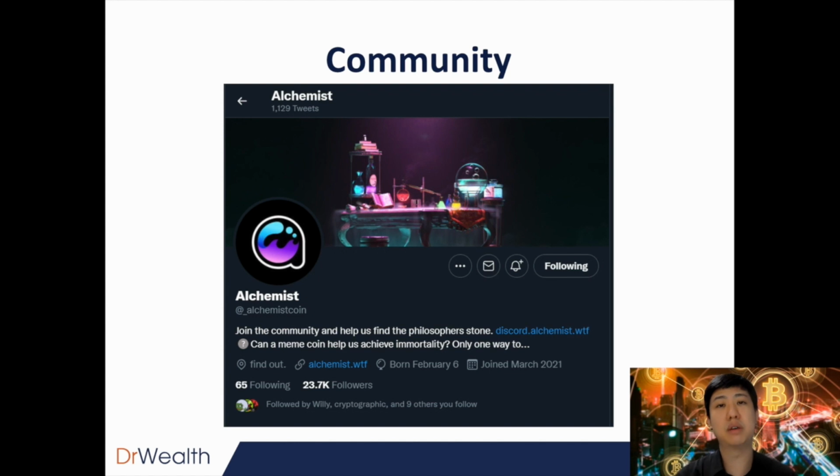And why does Alchemist only use Discord? Because they are just a fairly new team. They may not have enough manpower to manage so many different avenues of communication. They don't have a marketing team. They don't have a PR team to do so. So the best way is to consolidate everything onto one channel and support their community through that channel itself.